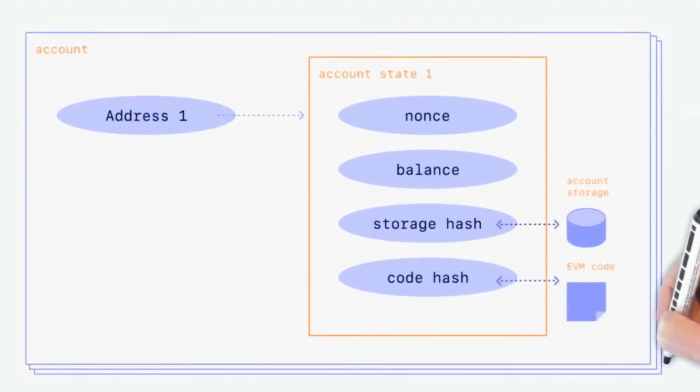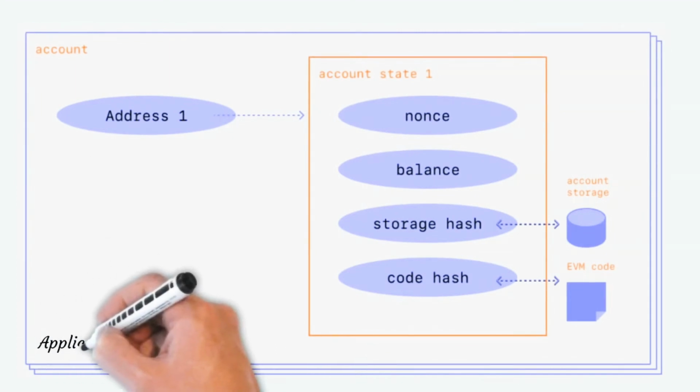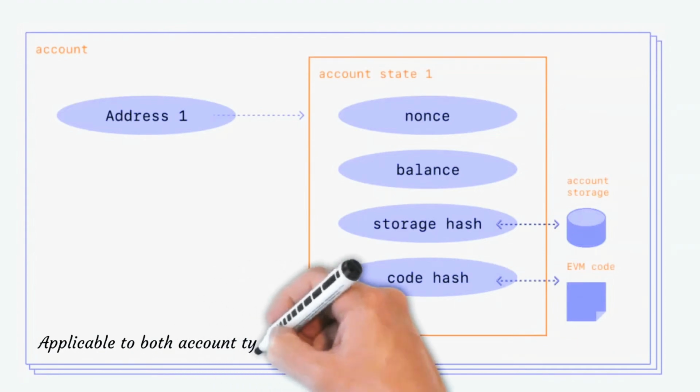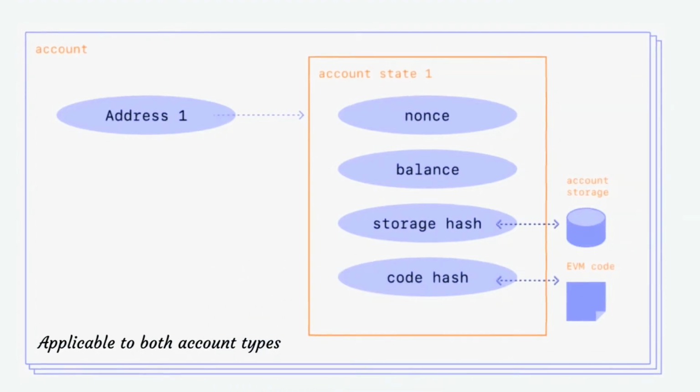For example, nonce is the counter that indicates the number of transactions sent from an account. The balance is nothing but the number of Wei owned by the address, right? The storage hash is sometimes known as a 256-bit hash of the root node, and code hash is nothing but the contract account which has the code fragment. Now remember, storage hash corresponds to account storage and code hash corresponds to EVM code. This block diagram is applicable to both types of accounts.